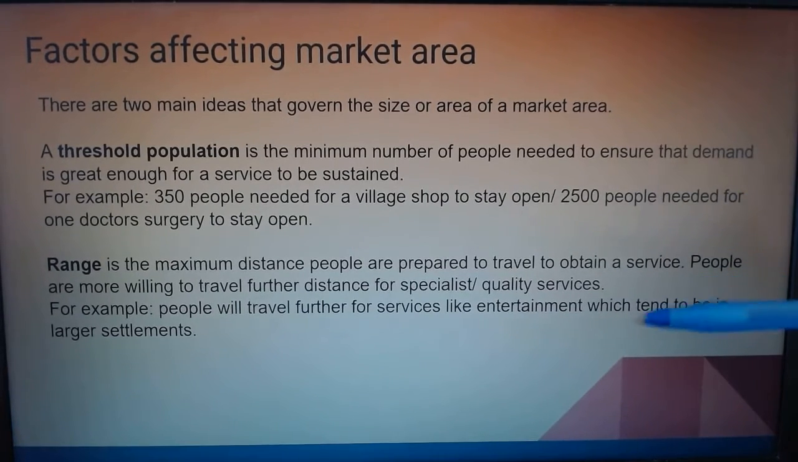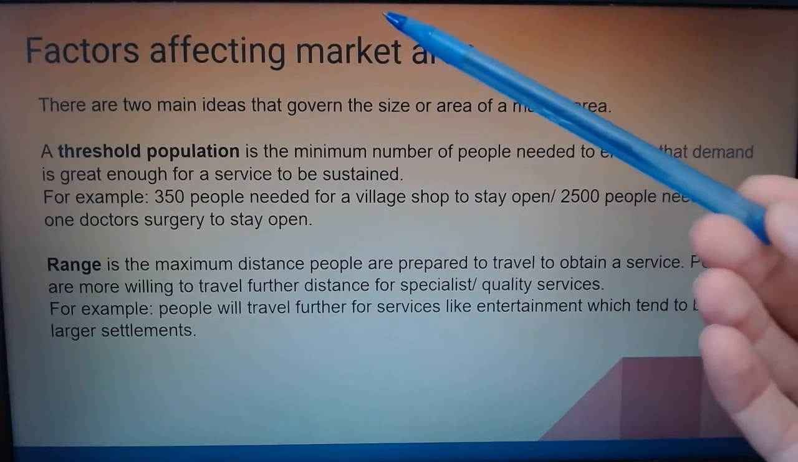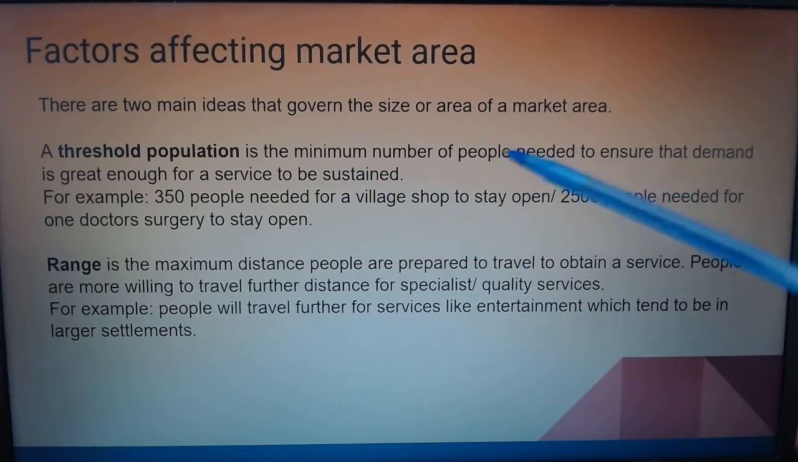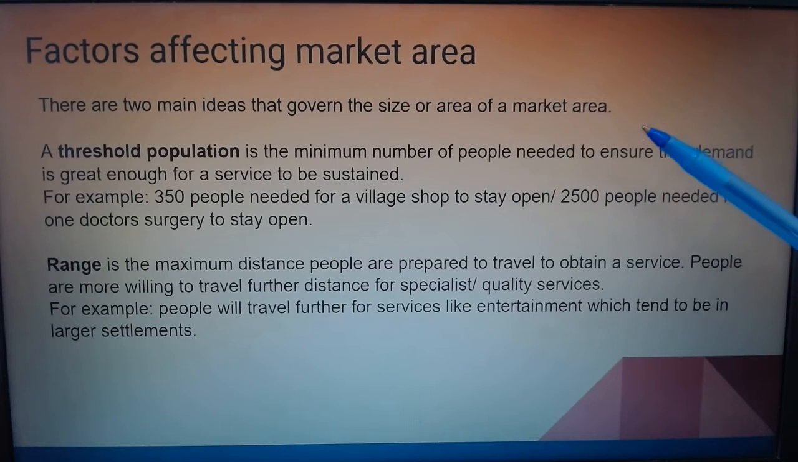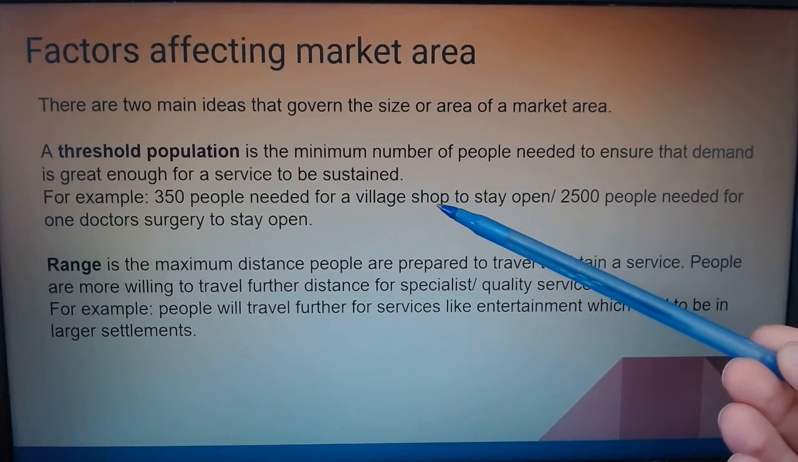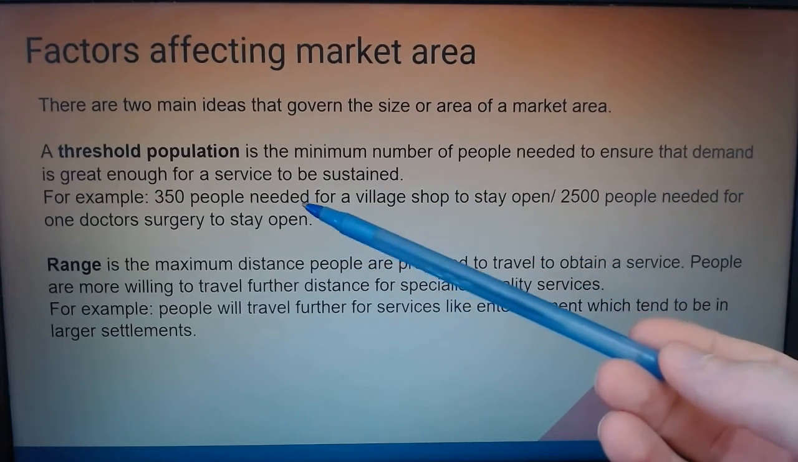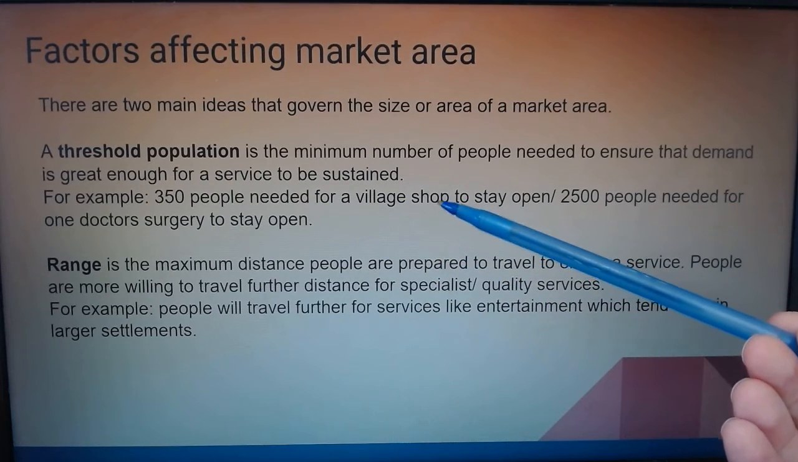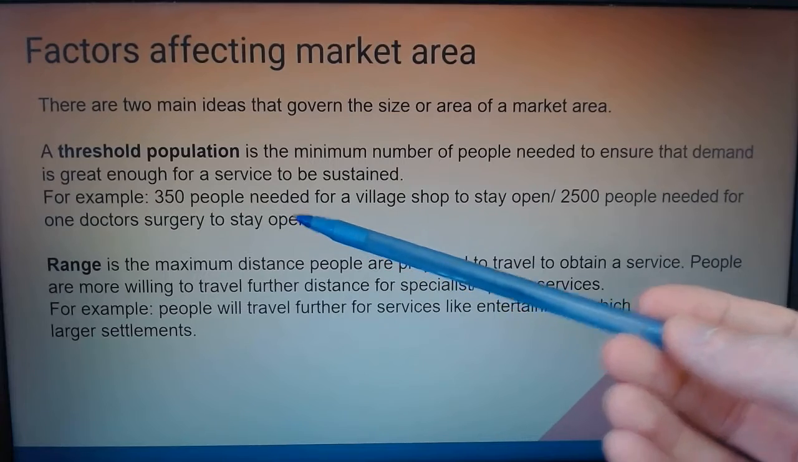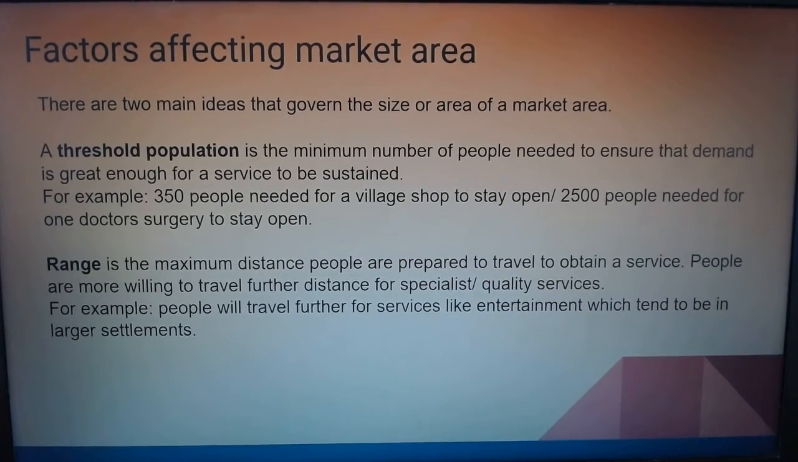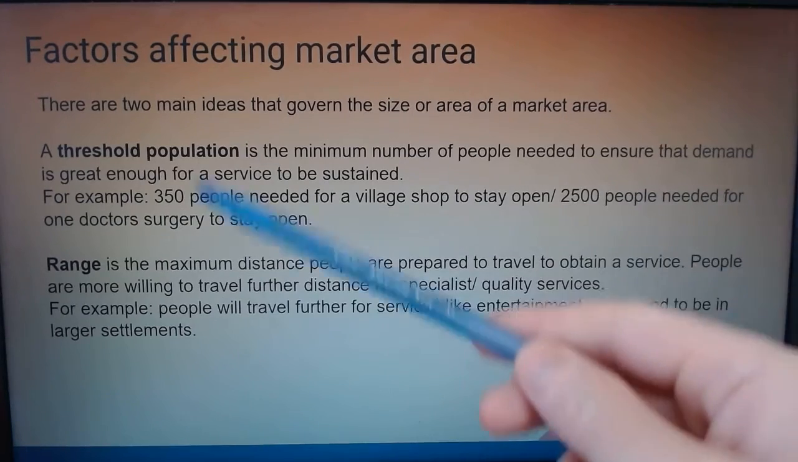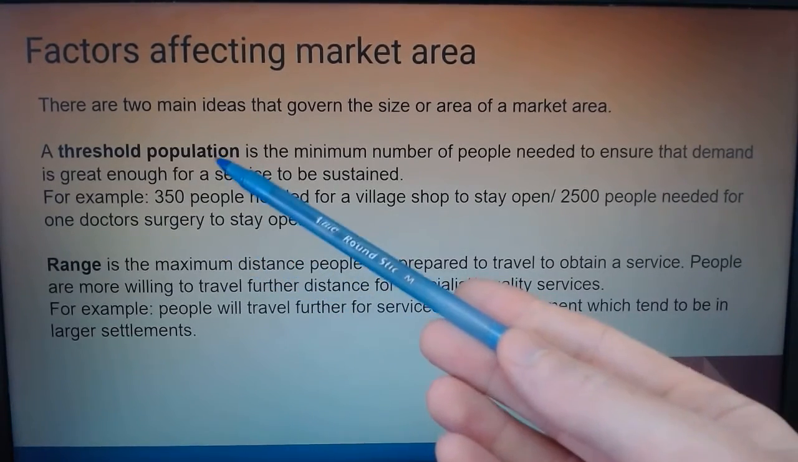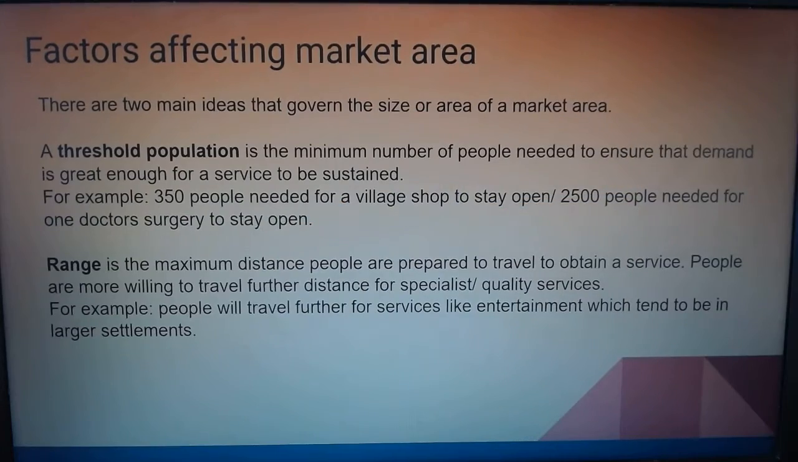All right. So if you don't have enough people, you will not get the services because there's not enough people to keep them open. So for example, there won't be a shop in a place that has less than kind of 300 people because they won't make enough money to stay open. Roughly, a doctor's surgery needs about 2,500 people. So if you've only got 500 people, there isn't enough of a demand, there isn't a threshold population for the doctors to stay open, okay?